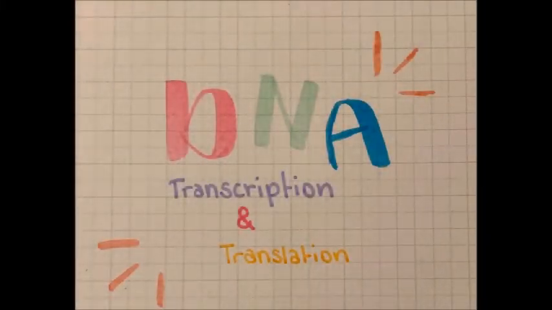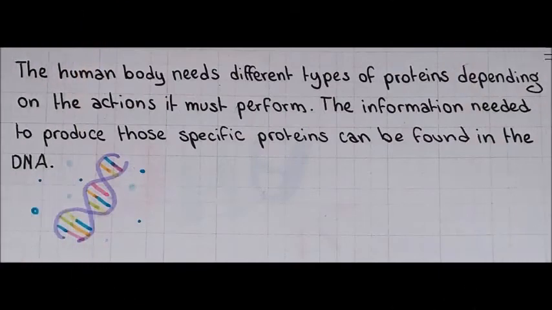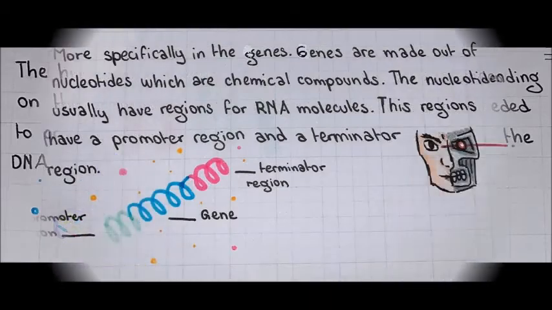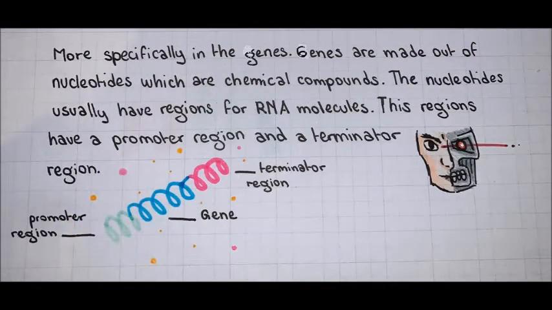Let's talk about DNA, transcription, and translation. The human body needs different types of proteins depending on the action it must perform. The information needed to produce those specific proteins can be found in the DNA. More specifically, in the genes.